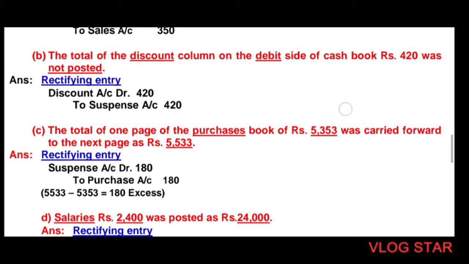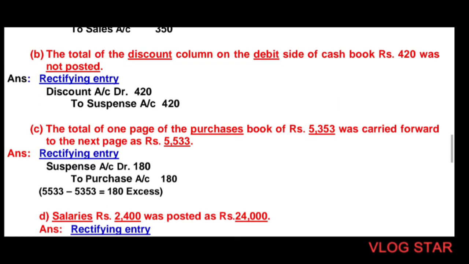Next one. The total of the discount column on the debit side of the cash book, ₹420, was not posted. Not posted means original entry. Not posted, less, undercast means you have to write the original entry. Now discount debit means it is a discount allowed. So discount debit means it is a debit balance. So you forgot to write the entry. Now you have to write this entry. So the rectifying entry is discount account debit to suspense account.